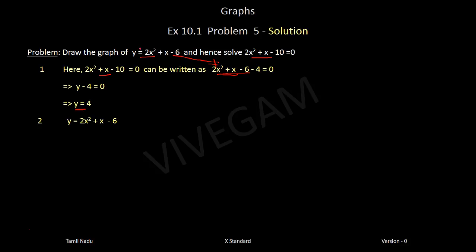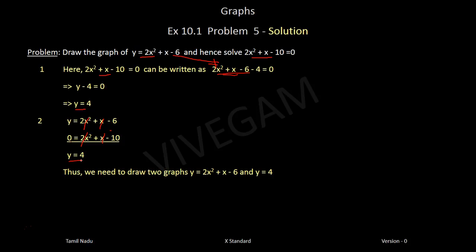Simpler method: you write the given equation here, and you put this equation below that, but the only thing is to bring the 0 and keep it underneath the y, right? So instead of writing 2x square plus x minus 10 equal to 0, write it as 0 equal to 2x square plus x minus 10. Now you subtract this from this. So what will happen? y minus 0 is y, and 2x square and 2x square will cancel. Okay, x and x will also cancel. So you'll get minus 6 minus minus 10, so that will become minus 6 plus 10, that's 4. So y equal to 4 is the equation.